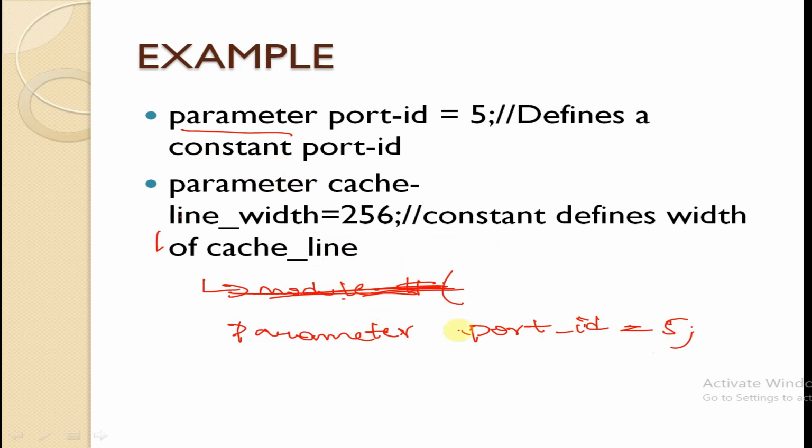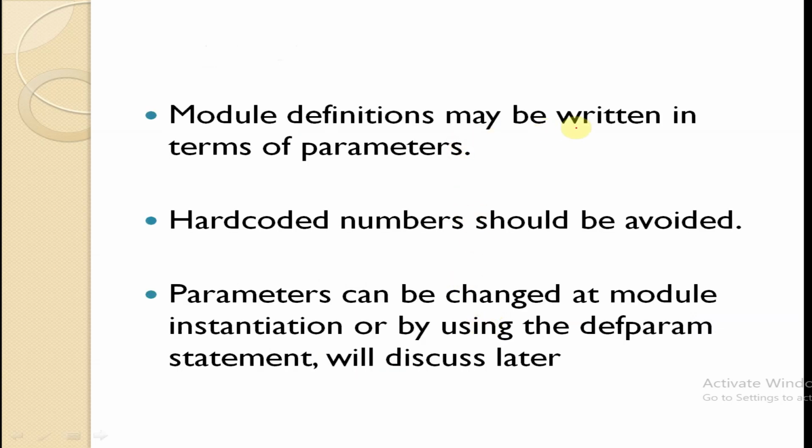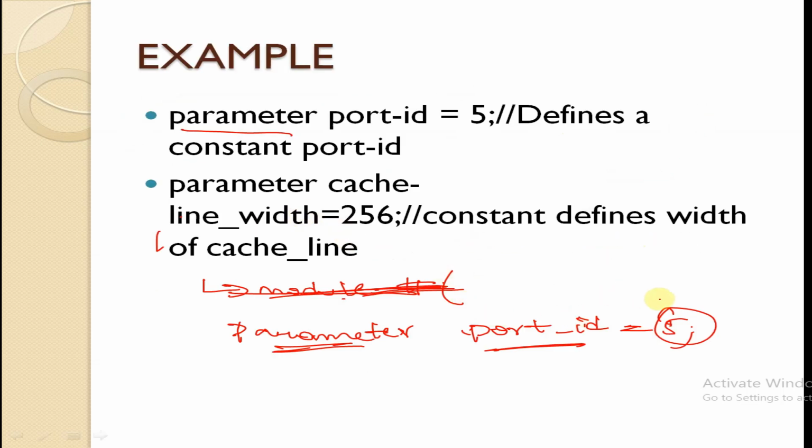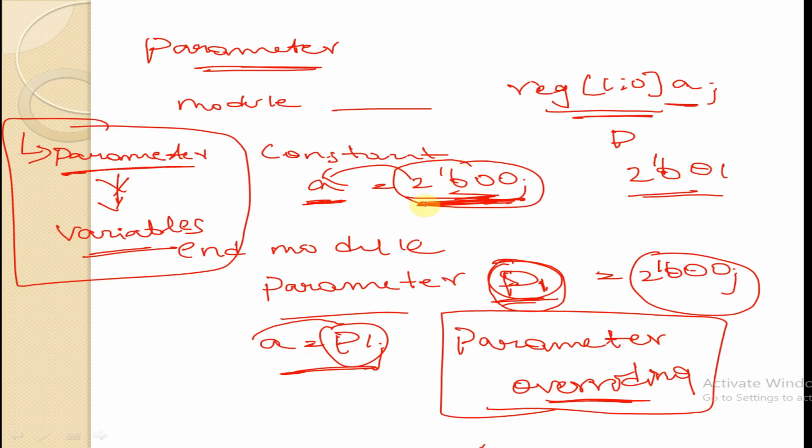Like this we can declare any parameters, and we can assign any constants to our parameters, and we can override these parameters. Module definitions may be written in terms of parameters. This concept will be explained in upcoming sessions, and hard coded numbers should be avoided. Generally, in coding, we will not use hard coded numbers. Instead of using numbers, we can use parameters.